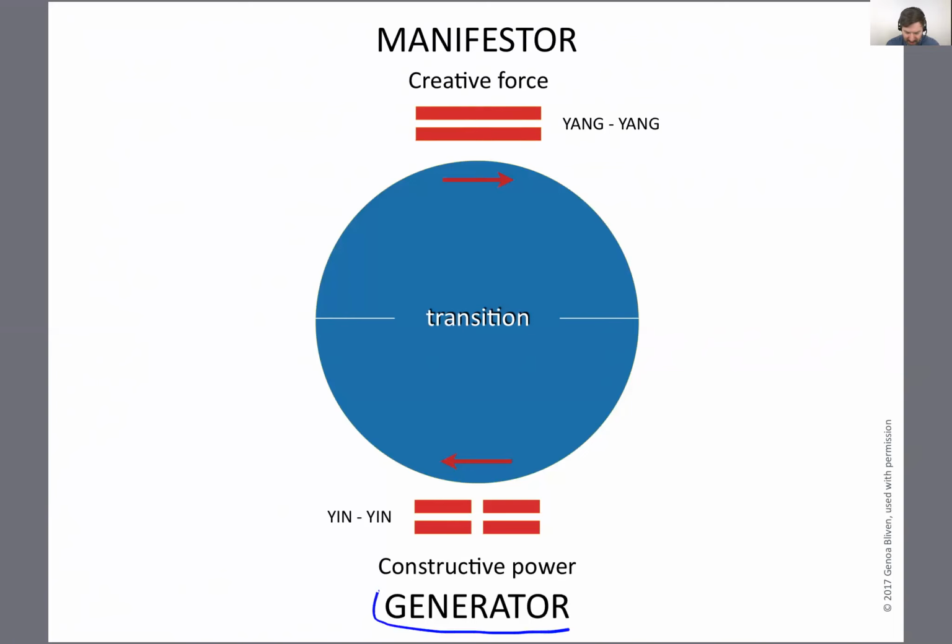The generator type is the type with a lot of power, a lot of constructive power, a lot of energy to build something, but that power in and of itself is clueless. We generators, I'm a generator, we don't know what to do with all that energy, but the energy functions in response to what comes to it, in response to life at large, basically. That's why the generator type is associated with these two yin lines, with this diagram yin-yin.